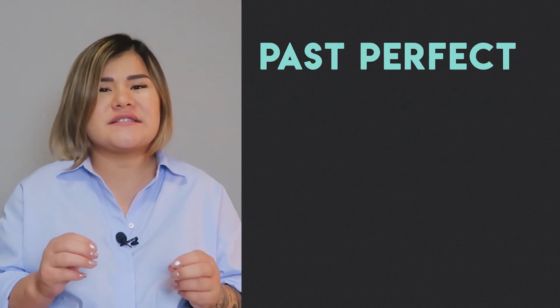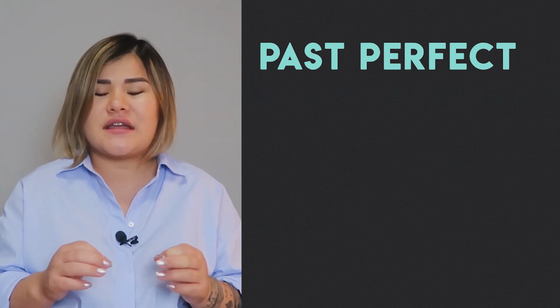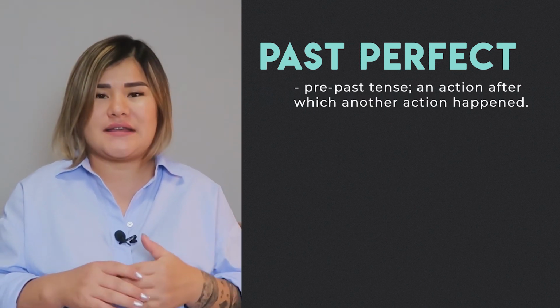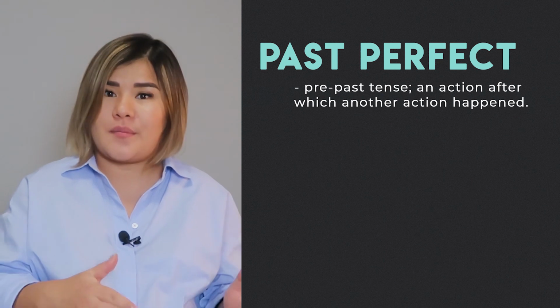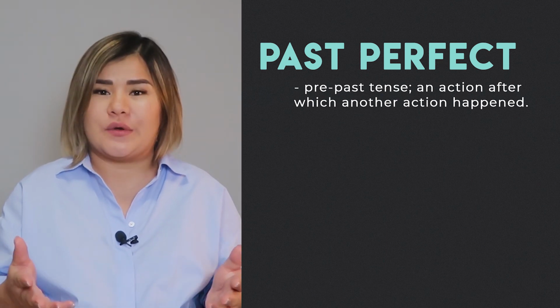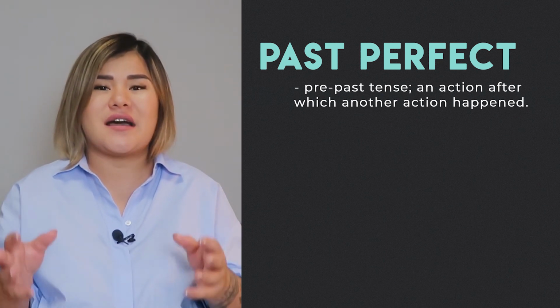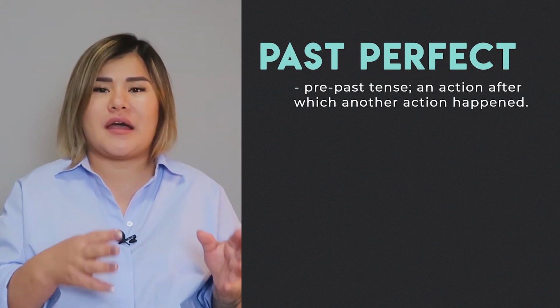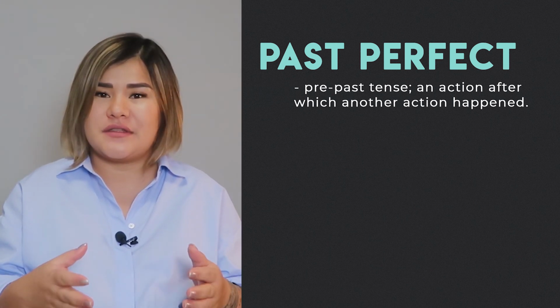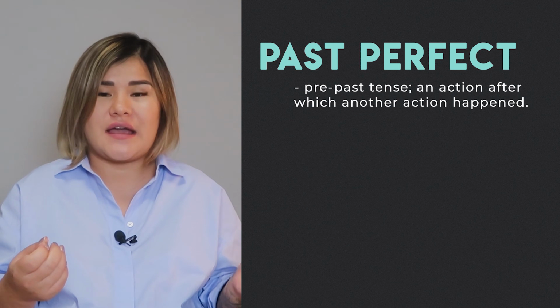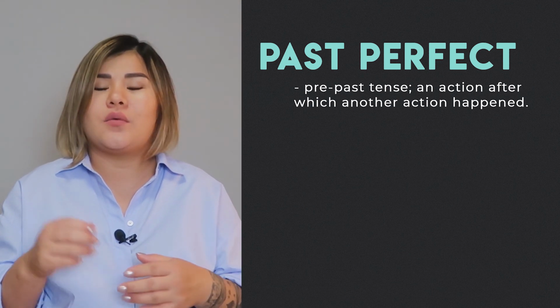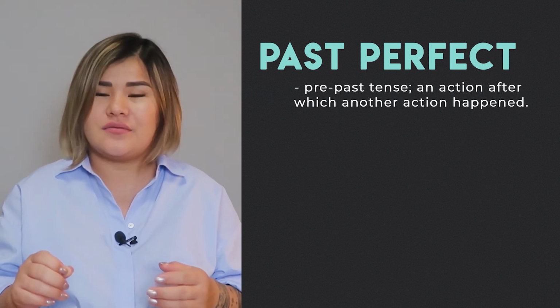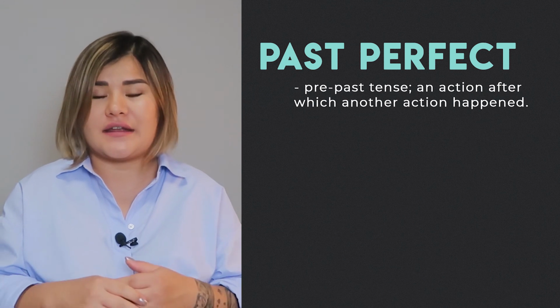Past perfect is a little bit more difficult. We use it as a pre-past tense, so the past for the past. To put it simple, past perfect is the time that happened before past. So we need either the time in the past before which the action happened, or we need the action before which another action had happened.